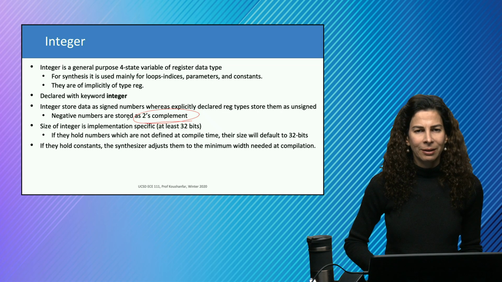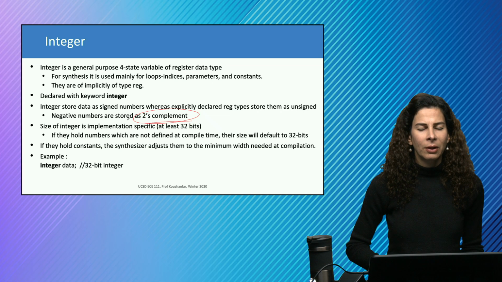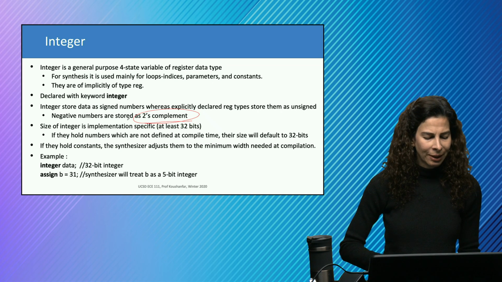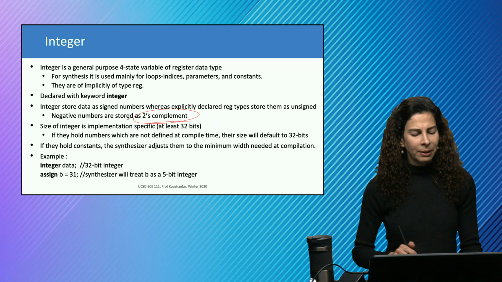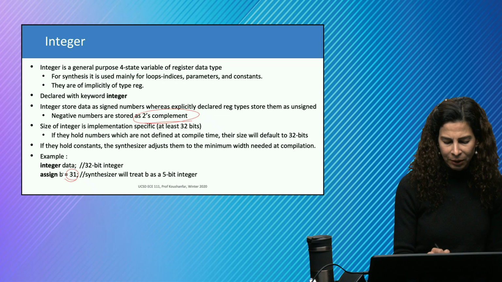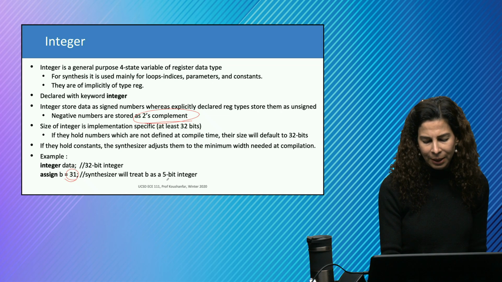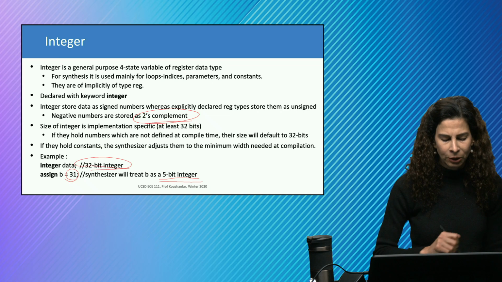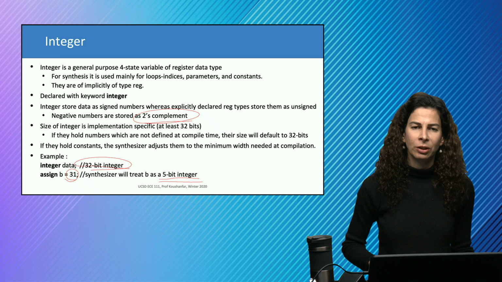Let's take a look at an example here. If you say just integer data, it's going to declare it as a 32-bit integer. But if you say assign b is equal to 31, because this is a constant value, it's going to treat b as a 5-bit integer, not a full 32-bit integer as we would have for a generic integer type.